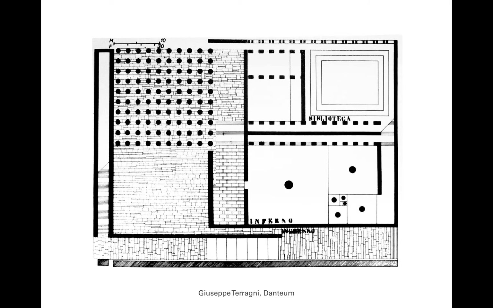Terragni's Danteum, and in this project there's a couple of Terragni examples. In this one, the primary figure of the plan is a golden section, so you can see the square on the right. And that golden section is then slipped and repeated to form the stair and pathway at the bottom.